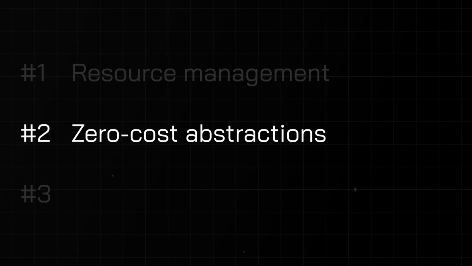The RAII pattern in Rust is called the ownership model, and the extra compile time checks that ensure the validity of references is called the borrowing model. Together, they ensure that resources are automatically cleaned up and references are always valid, eliminating an entire class of memory safety bugs. The second feature Rust stole from C++ is the principle of zero-cost abstractions.